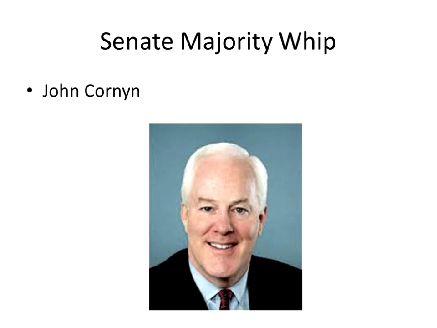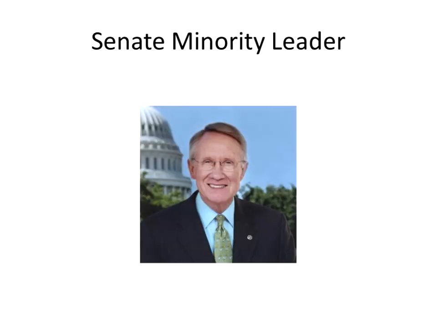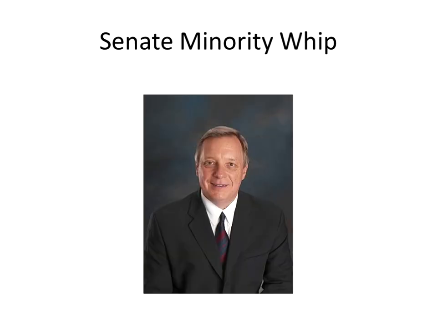And the individual there to enforce party discipline is John Cornyn, a Republican from Texas. So again, the carrots and sticks that we just described would be some of the things that he would use to try to get senators to vote a certain way. For the Democrats, the minority leader is Harry Reid, a Democrat from Nevada. And the minority whip is Dick Durbin from Illinois.